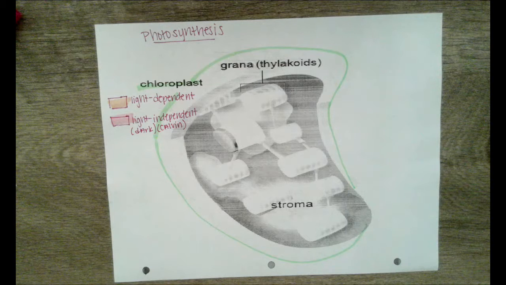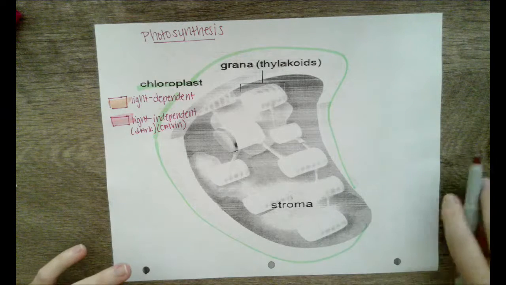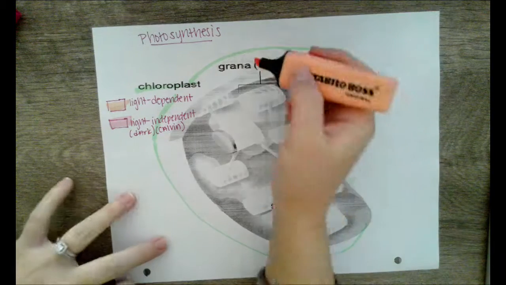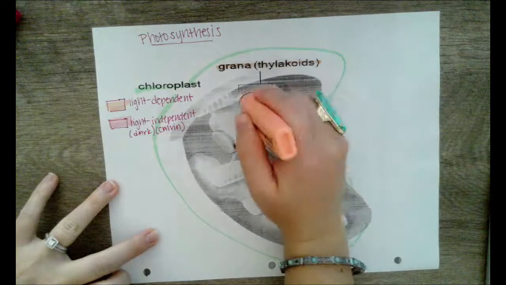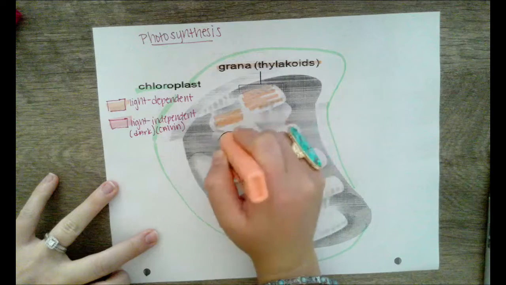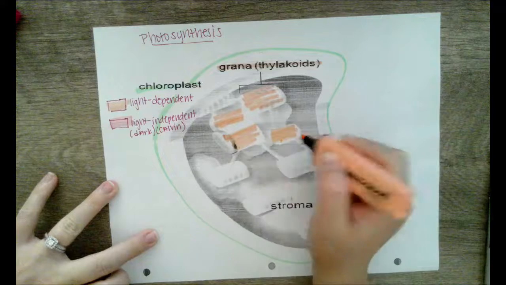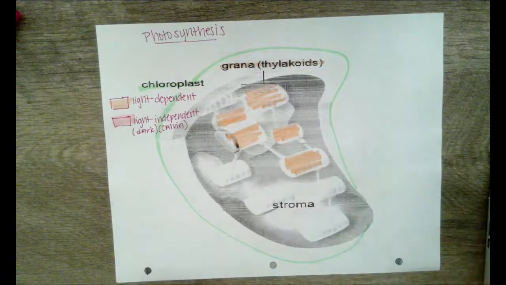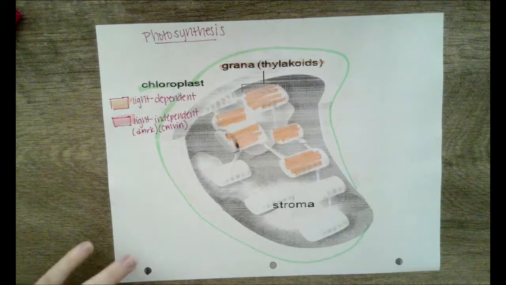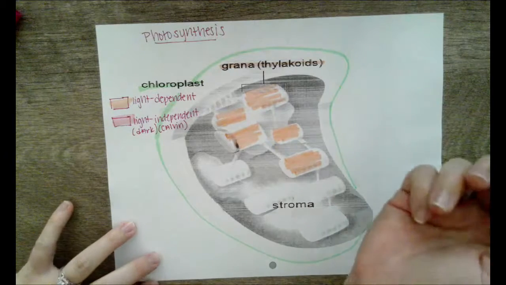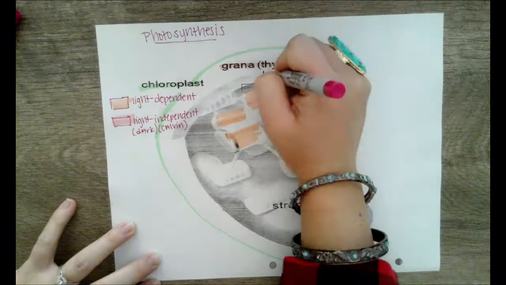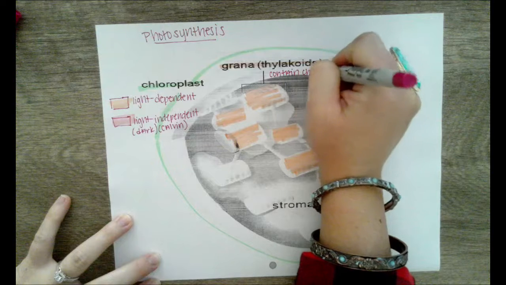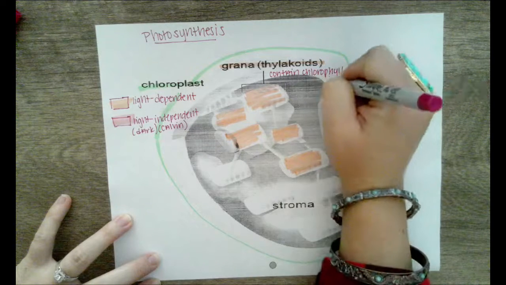Step number 1, the light cycle. The light cycle is going to be happening in the grana. That's these little structures right here. So let's highlight a few so that we can see what's happening. These grana, or thylakoids, contain chlorophyll, which is a green pigment.